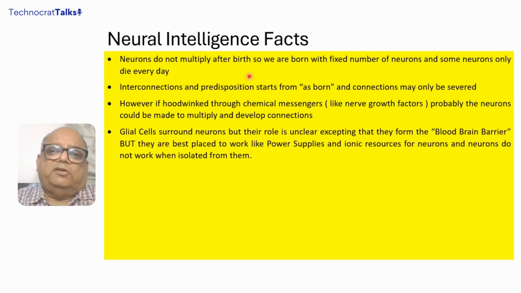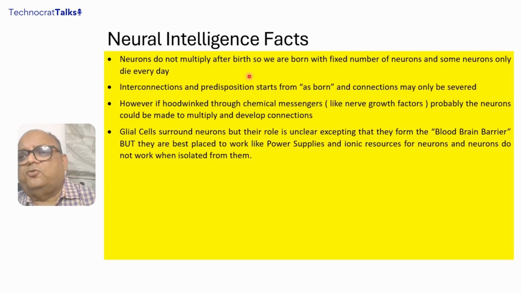The glial cells which surround the neurons, their role is less understood, but they form the so-called blood-brain barrier. The neurons have a negative resting potential, and if it comes in contact with the blood, its potential gets affected. So there has to be a blood-brain barrier to insulate the potential of blood from neurons. Glial cells are the in-between cells which act as a kind of blood-brain barrier.